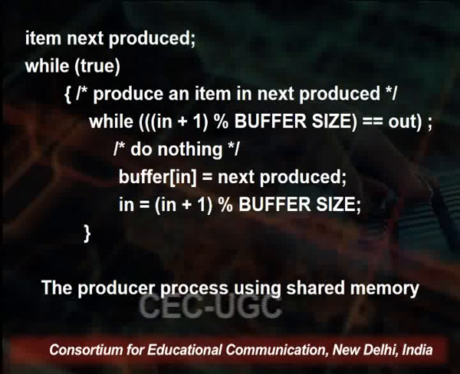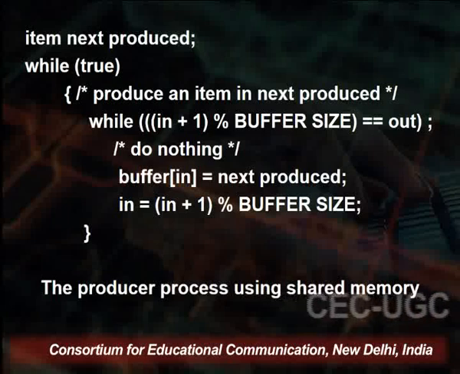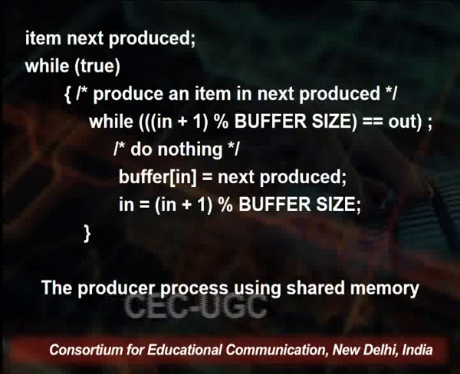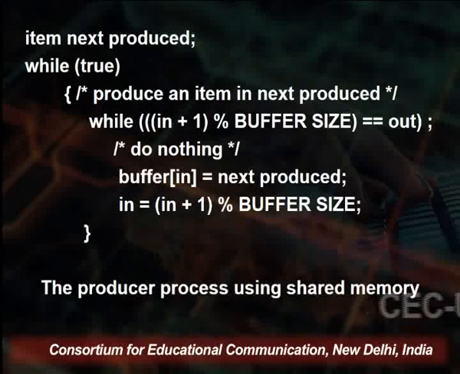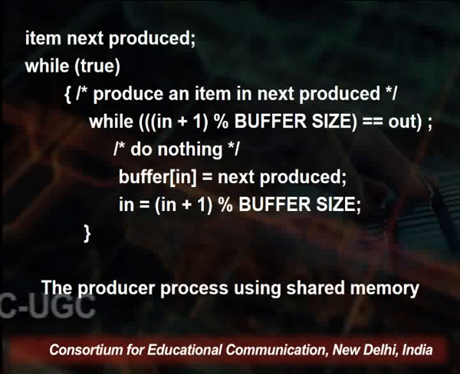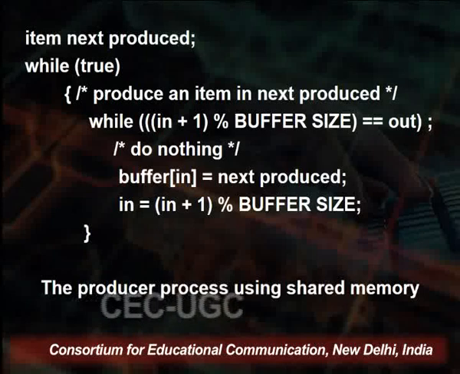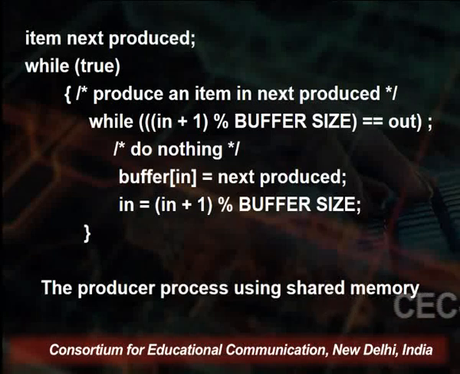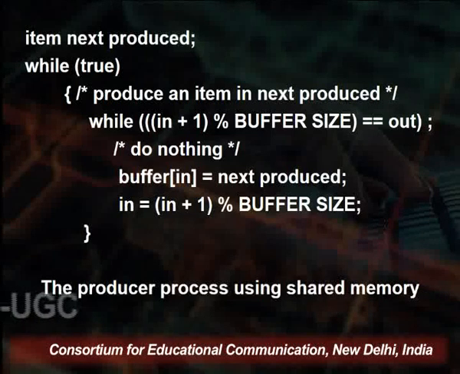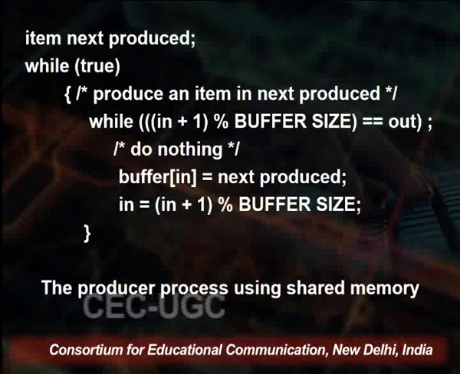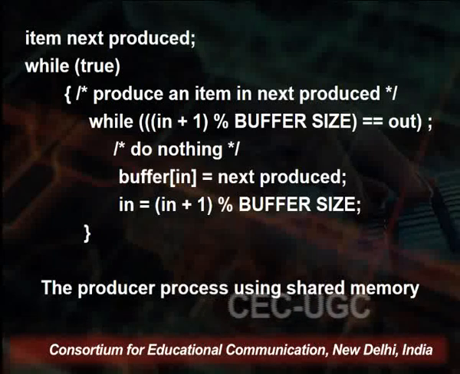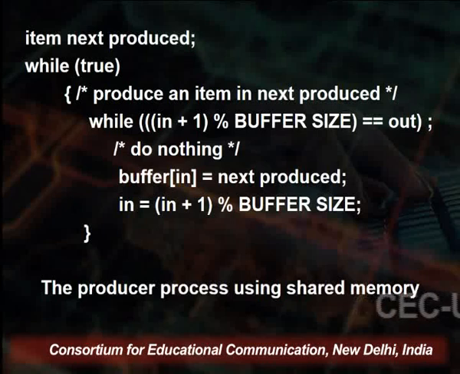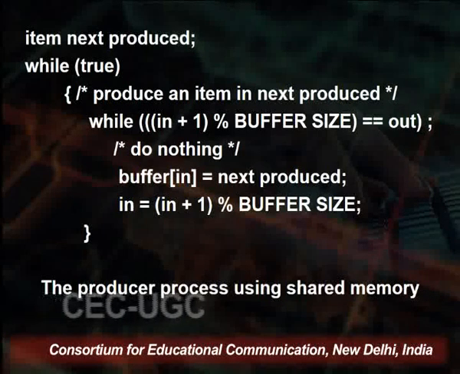This is indicated with the help of the semicolon after the while statement. So this while statement keeps on running, doing nothing, till the buffer is full. Whenever this condition becomes false, that means the buffer is not full, and it now has at least the space for one element of type item to be stored.